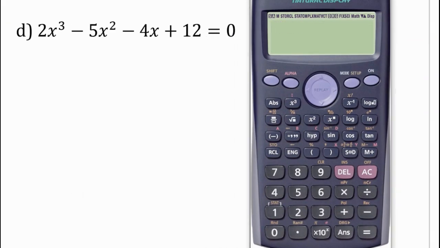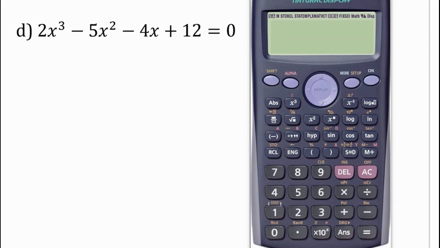What I'm looking at is the coefficients 2, -5, -4, and 12. They do not add or subtract. There's no combination of them. 5 and 4 is 9. 9 plus 2 is 11. So that's not enough to cancel out with the 12, no matter what you do, right? So 1 or -1 won't work.